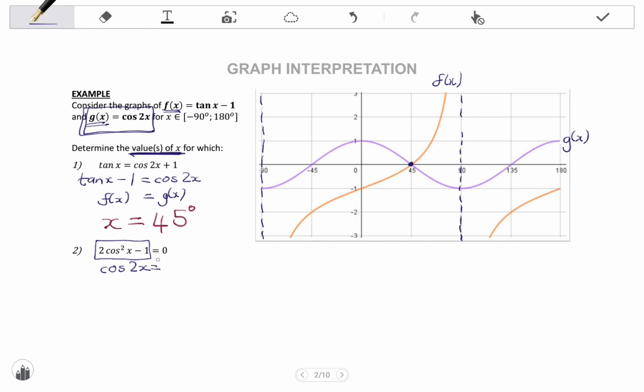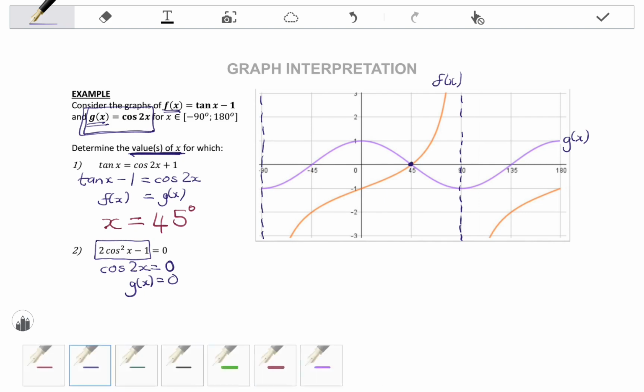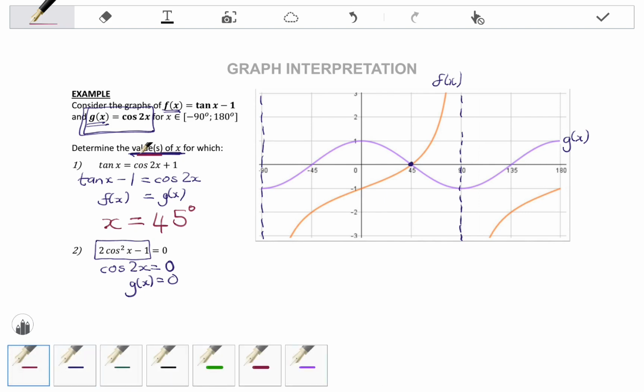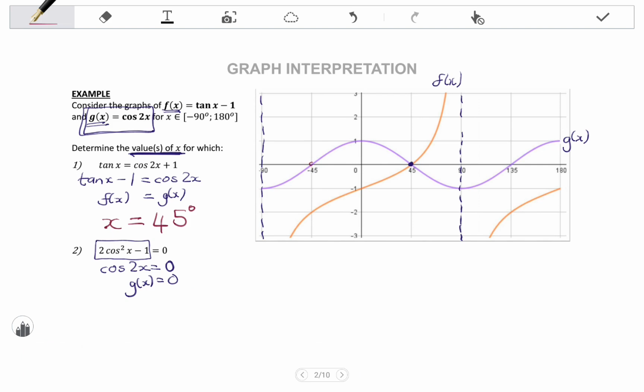Okay, so what this is actually saying is where cos 2x equals 0. Cos 2x was g of x, so this is where g of x equals 0. So if we let the y coordinate be 0, what are we looking for? We are looking for the x-intercepts of the graph. So we want the values of x for the x-intercepts of the g of x graph. So I have an x-intercept at negative 45, at 45, and 135. So the answers are x equals negative 45 degrees, 45 degrees, and 135 degrees.